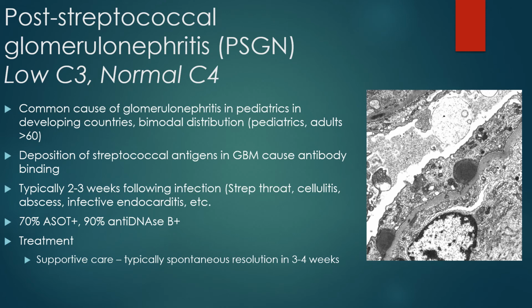Kidney biopsy shows mesangial hypercellularity with endocapillary proliferation and neutrophils on light microscopy, garland-like IgG and C3 staining on immunofluorescence, and hump-like subepithelial and subendothelial deposits on electron microscopy due to the antigen-antibody binding and deposition. In terms of treatment, patients are usually managed with supportive care, as the disease typically spontaneously resolves within 3 to 4 weeks.